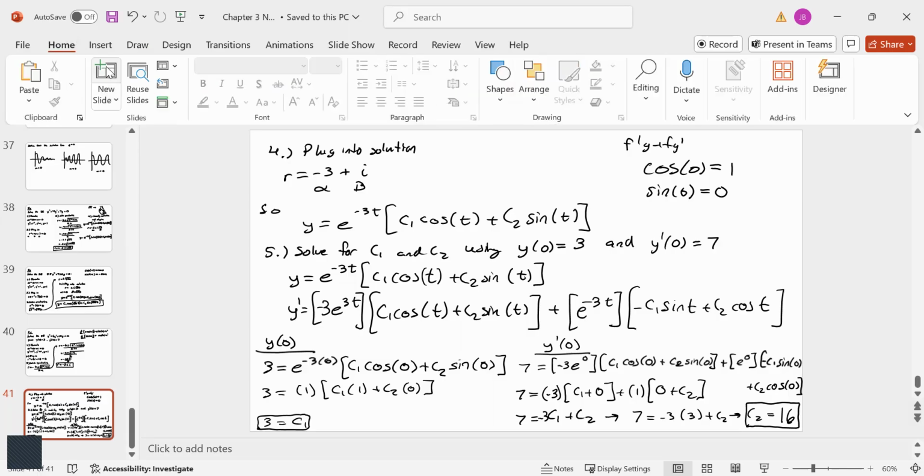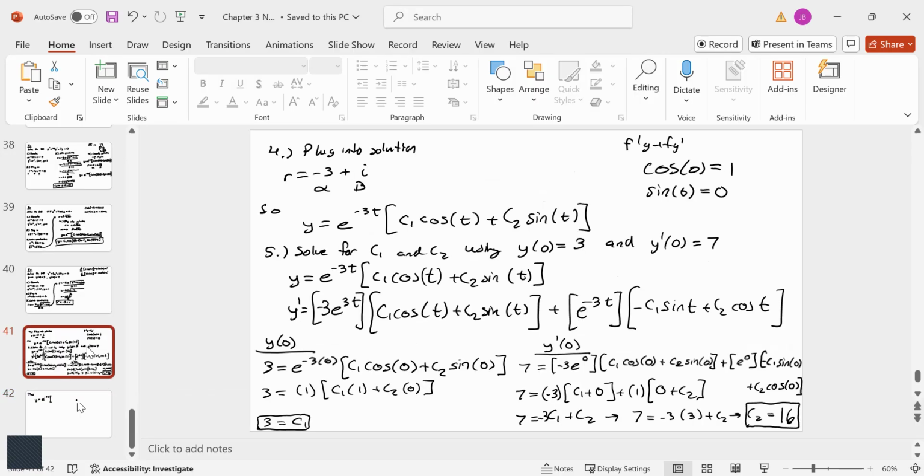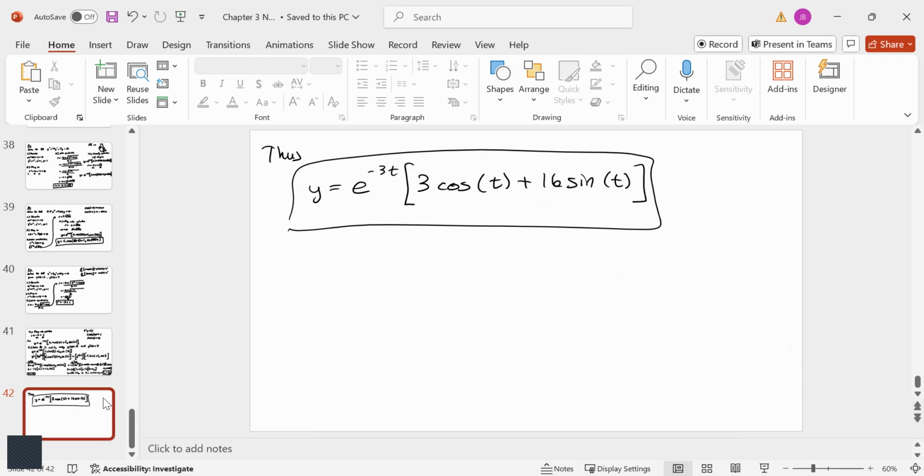And so the final answer, thus, y is equal to e to the negative 3t. C1 was 3, so 3 cosine. It doesn't matter that cosine goes with the 3, and then 16 goes with the sine. So like that stuff does matter. And that's the process of solving a complex problem.